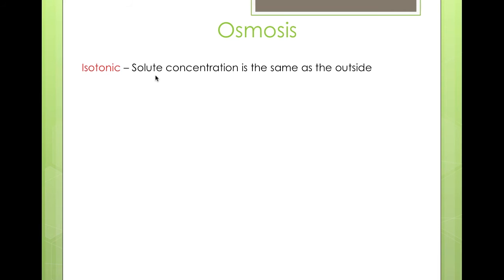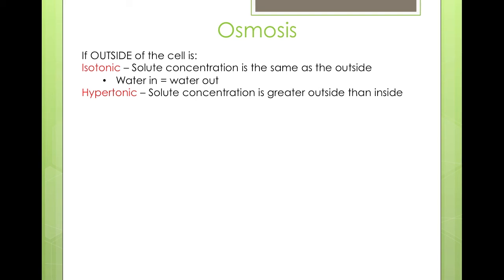So isotonic means it's got the same concentration of solutes in and outside of the cell. In other words, the water moving into the cell is equal to the water moving out of the cell, and therefore it's balanced. There's no movement or net movement of water, and the cell neither swells nor shrivels up, okay? So this is if the outside of the cell is isotonic, then water in is equal to water out.